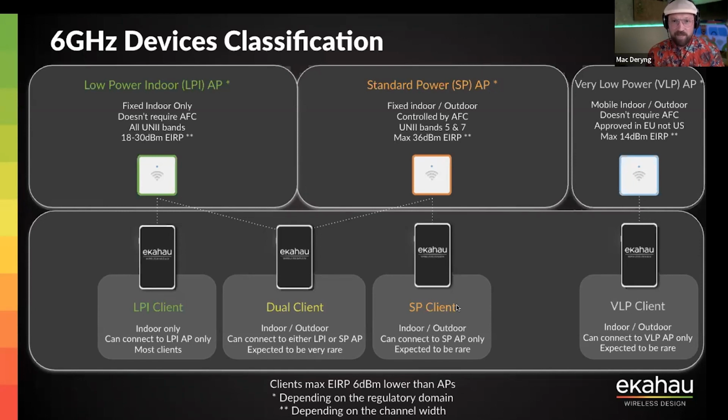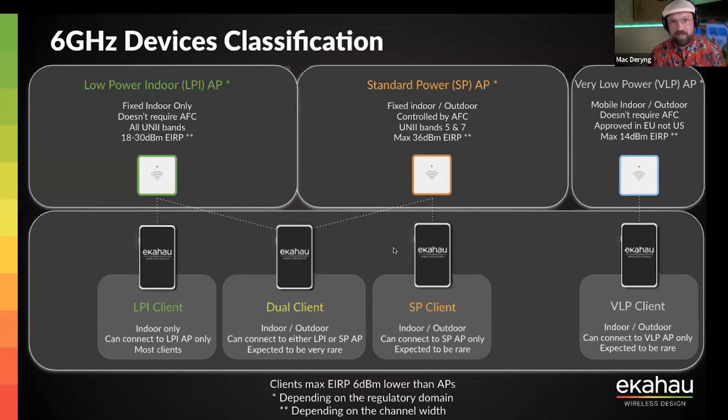So most clients will be LPI clients. And then the last category, device classification, is the very low power. Very low power can also be operated both indoors and outdoors. The difference from SP is that it doesn't have to ask AFC for permission about what transmitting power and channel to use, but it's not approved in the US yet. It probably will be used sooner in the EU, and you will have VLP clients that will be able to connect only to VLP APs.